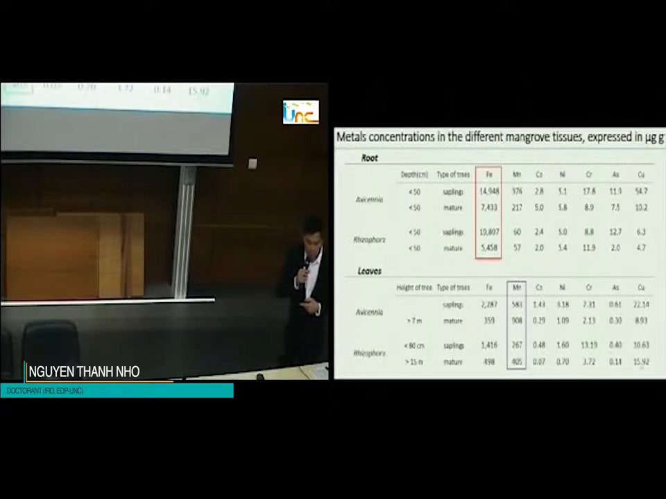This table presents the mean metal concentration in roots and leaves of Avicennia and Rhizophora. We can see that whatever the plant tissue, with the exception of manganese, most trace metals presented higher concentrations in the roots than in the leaves. And notably, iron and manganese are more abundant in concentration than other trace metals in the roots and leaves of both tree species.